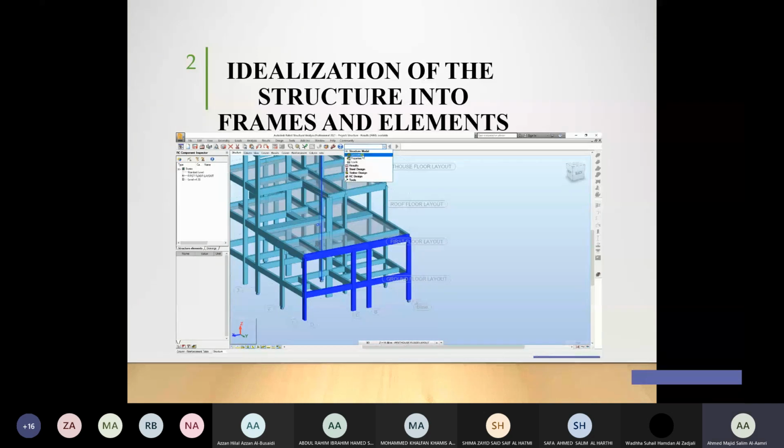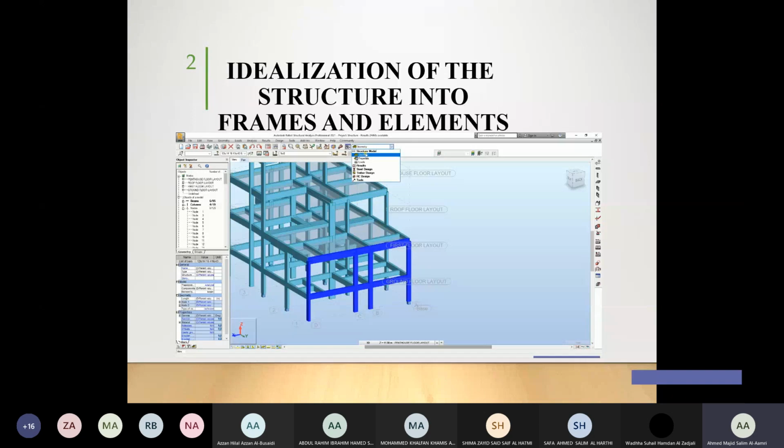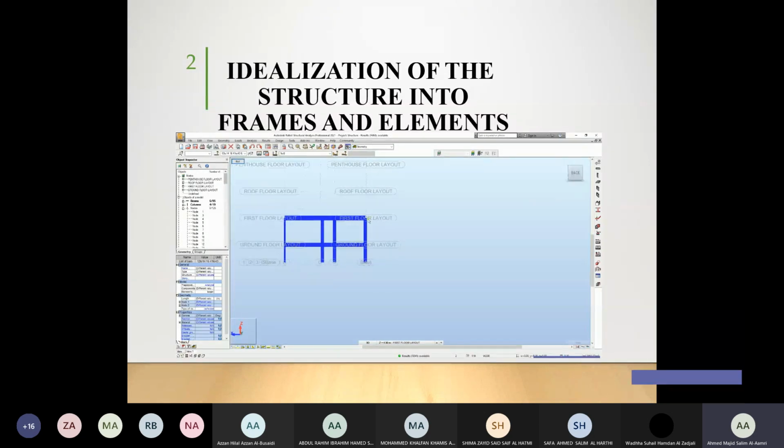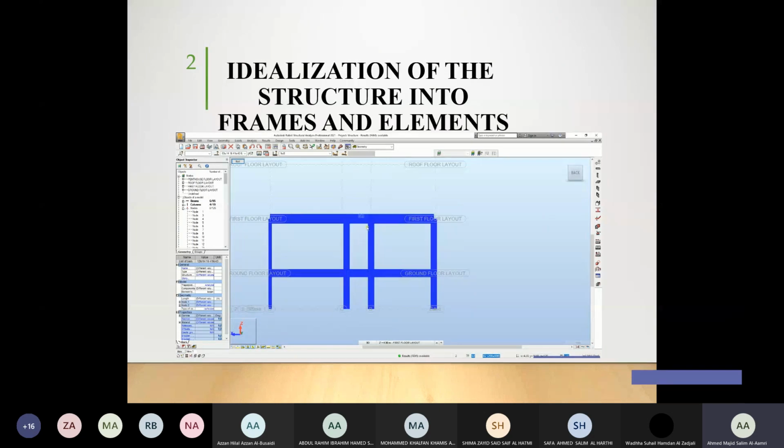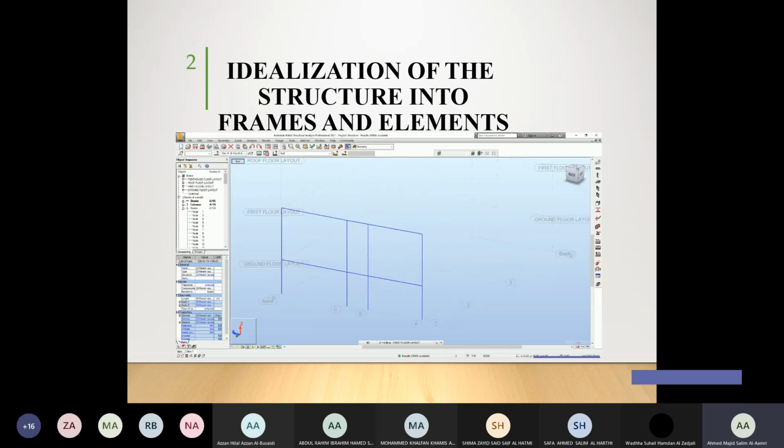And this is how you will do the idealization for a frame. This is what you used to do in theory of structures 1, before you start your analysis. First you need to transfer whatever 3D into a 2D frame. This is the meaning of idealization. Are we clear about the idealization?